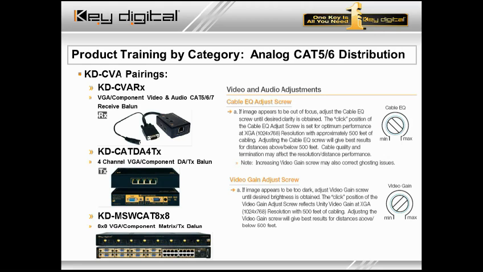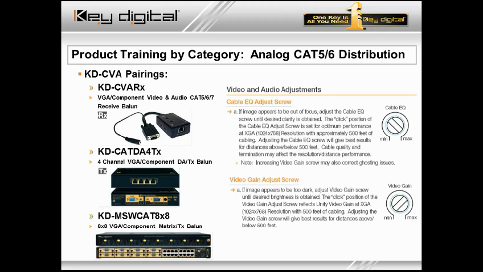Again, there is a click position on the EQ screw that is representative of about 500 feet, a 500-foot installation extension at 1024 by 768 or 720p resolution. And of course, these distances vary by cable quality, environmental factors, etc. So if you have a run that's under 500 feet, we'll use that example again.